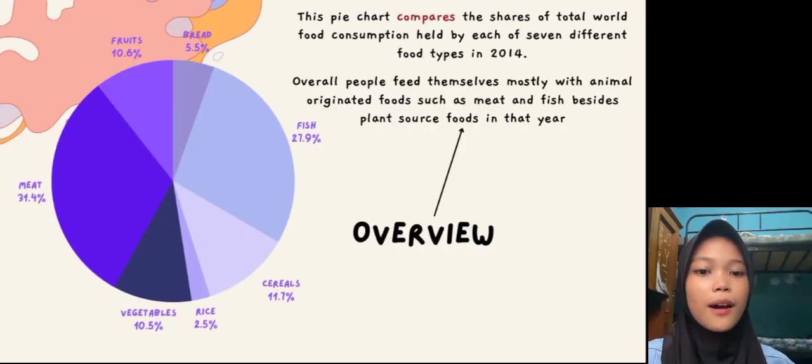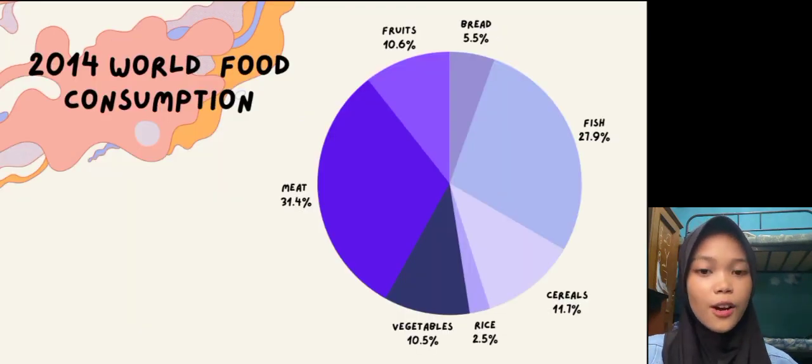The second easiest part of the report is to write an overview. For this, you will write 1 or 2 sentences describing a general trend or some key features of the chart, but you don't need to use any numbers to support your statement. Now, let's look at the pie chart. There are 7 food types, and which food type was eaten the most by the world population in 2014? Try to find it. I will give you a couple of seconds.